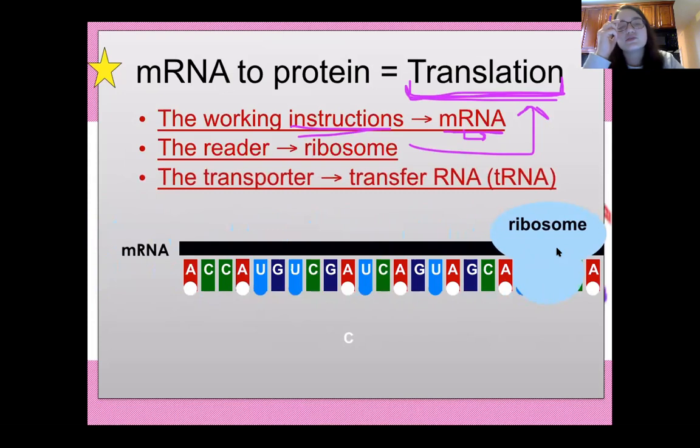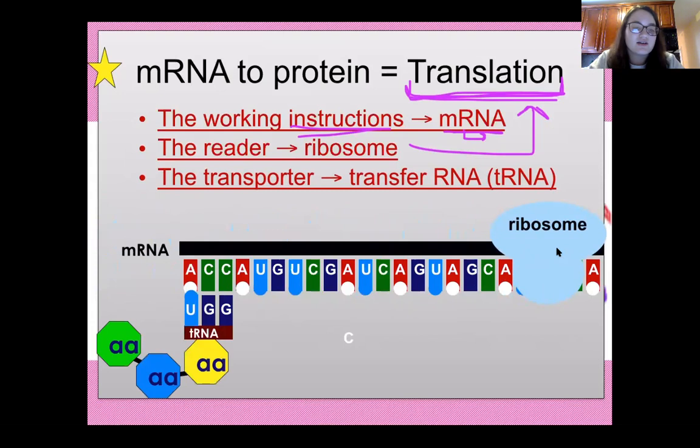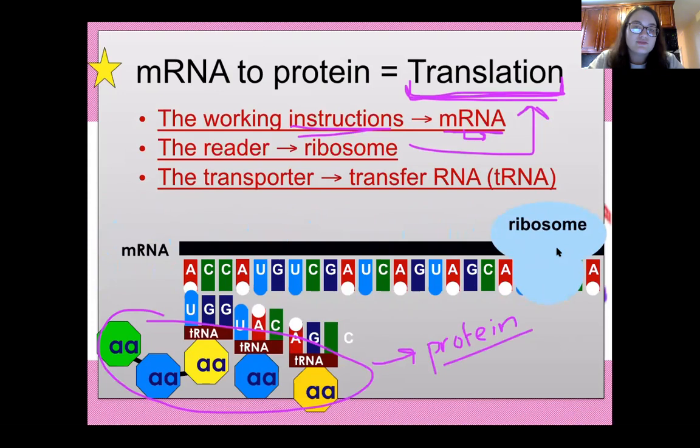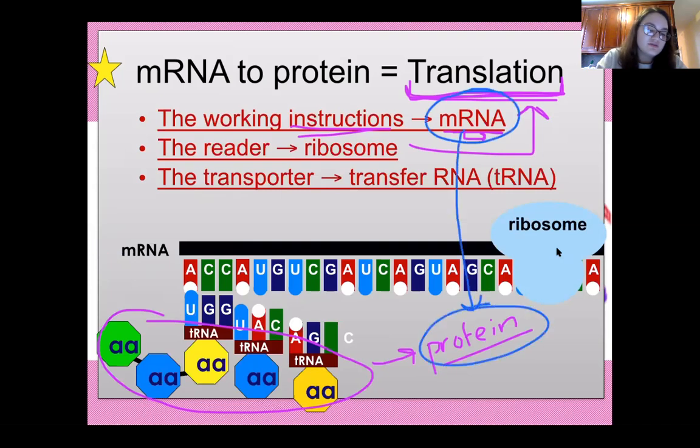And finally, the transporter is tRNA, or transfer RNA. Remember that when the ribosome reads that mRNA sequence, tRNA then comes in with the amino acids and just plops those amino acid sequences down to eventually make all of these amino acids come together to build a protein. Okay. So here, this is just showing you how mRNA is eventually turned into protein. Oh, there's one more.